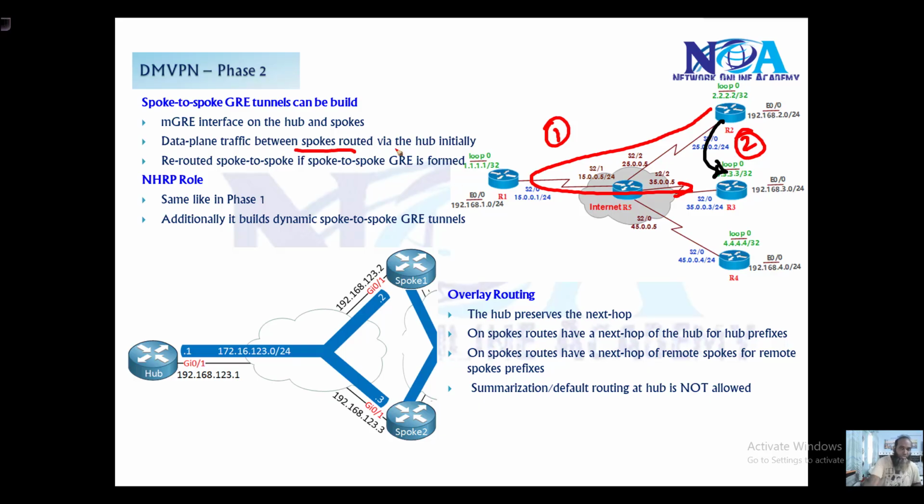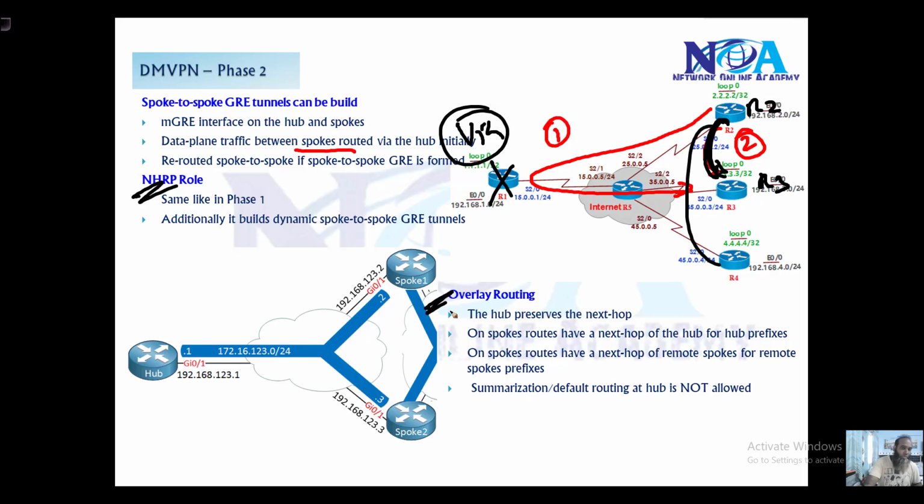So you always need to remember the spoke communication initially goes via the hub, and once the tunnel is established it will go directly between spoke to spoke. So the advantage is you don't need to always go via the hub. There is direct communication between spoke to spoke, as there is a tunnel established between spoke 1, that is router 2 to router 3 here. So the NHRP role is still the same, to build the tunnels. Additionally, it is going to build the tunnel between spoke to spoke.